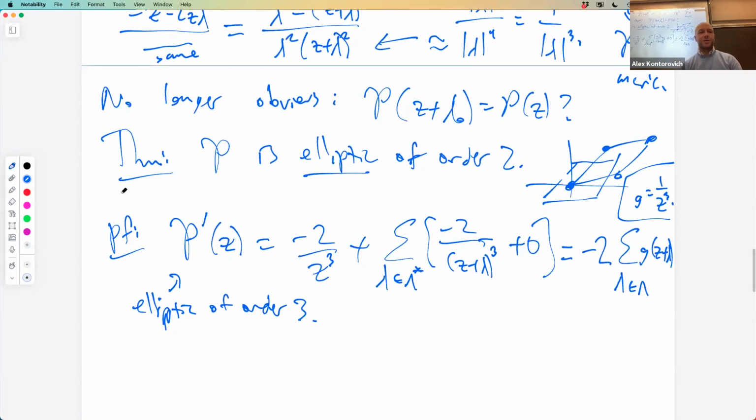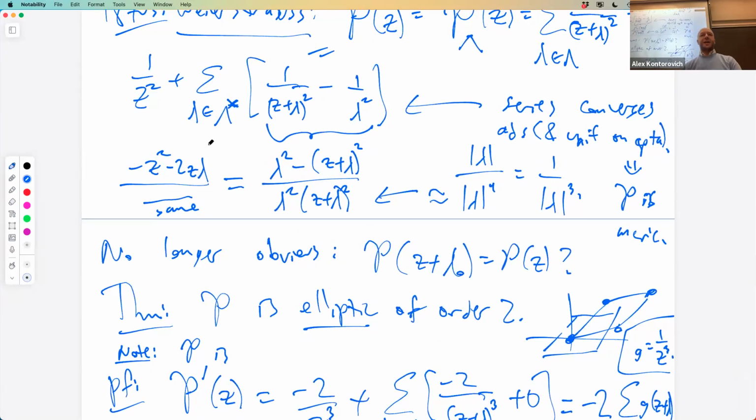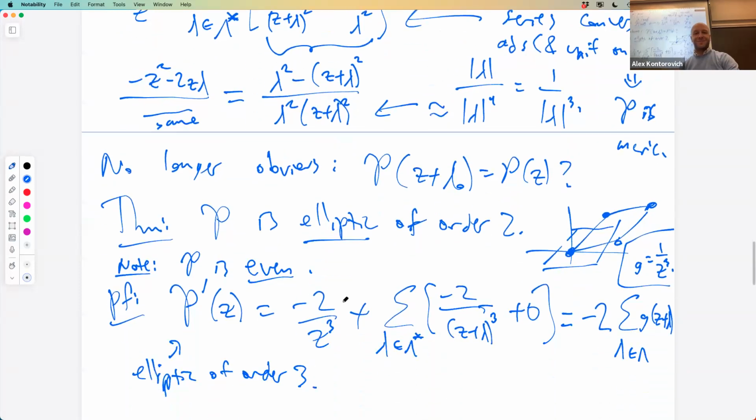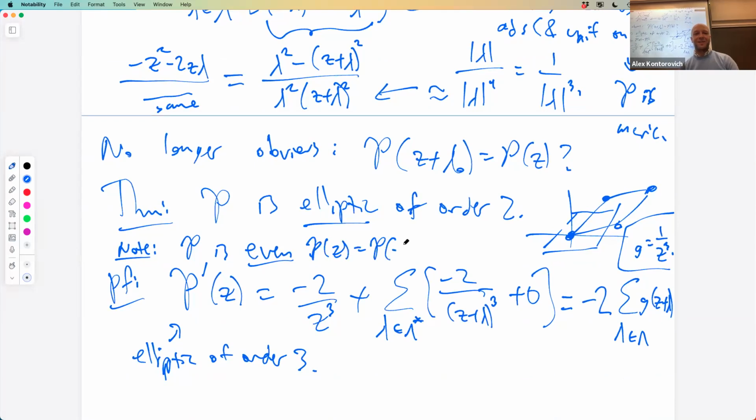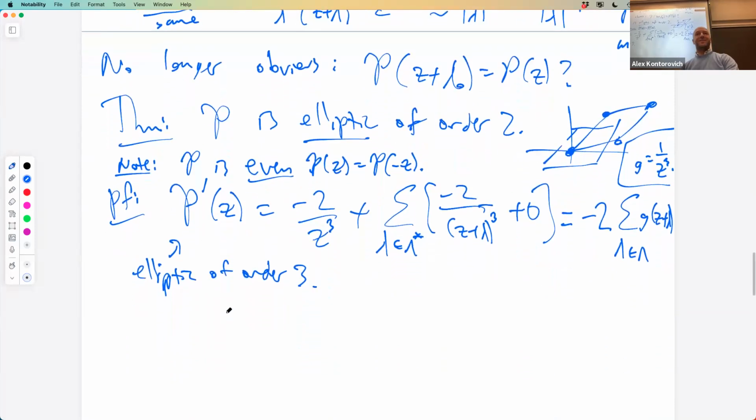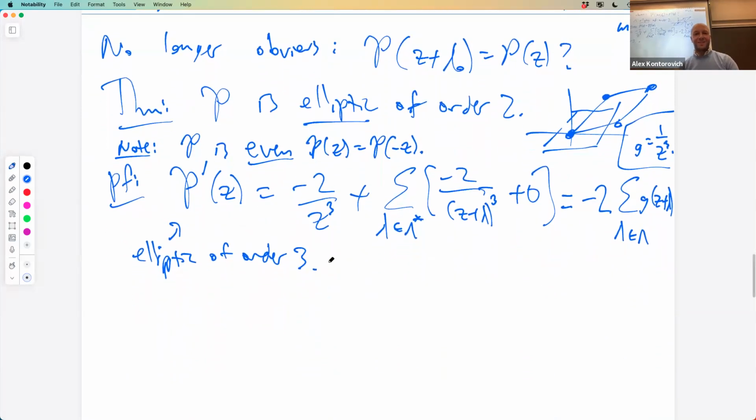Something else to note: is P an even or odd function, or neither, of z? If I replace z by -z, well, this thing doesn't change. This thing does change. But whatever lattice point lambda I have, there's also a lattice point -lambda. And if I replace lambda by -lambda, this doesn't change, and this doesn't change either. So actually, it's completely invariant under z goes to -z. So P is easily seen to be an even function of z. You guys see that? P of z is equal to P of -z. And therefore, its derivative is odd. So P prime of -z is equal to negative P prime of z. That is odd.